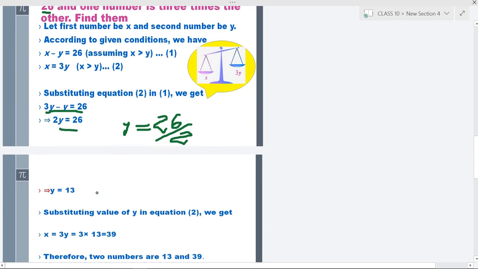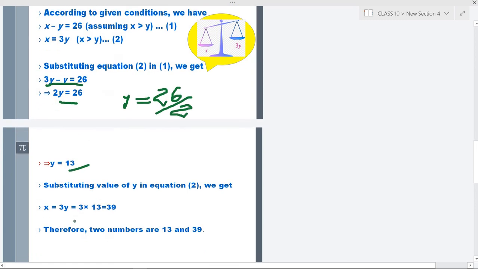Now again I will ask the same question: which will be easier for you to substitute this value of y in? Here you have 2 equations only. You did not need any third equation. So you have to choose from these 2 equations which is the simpler one to put the value of y. Definitely it is equation 2. So you put x is equal to 3 into y's value, which is 13. So in equation 2, x is equal to 3 into 13.